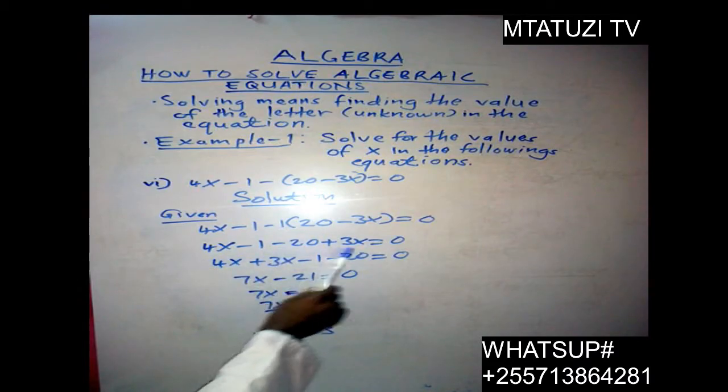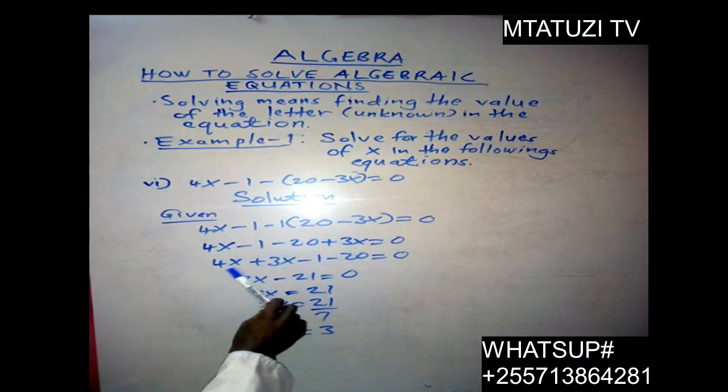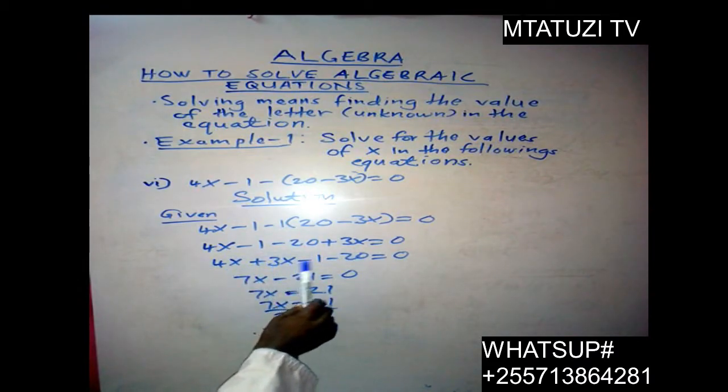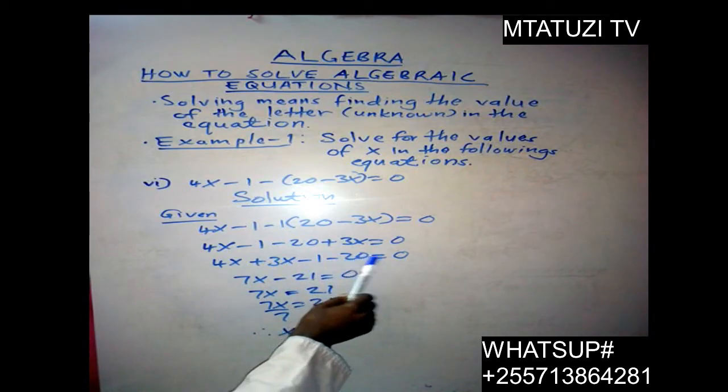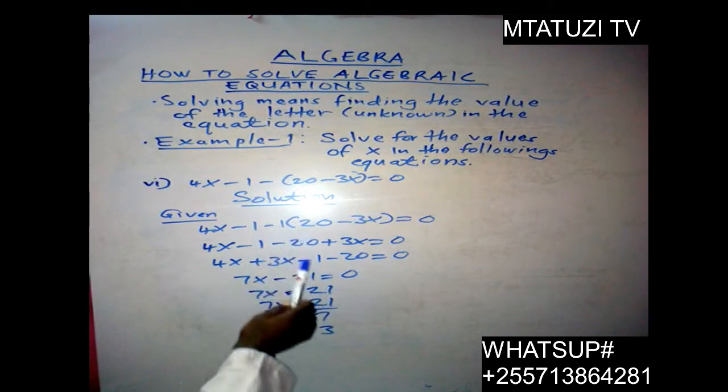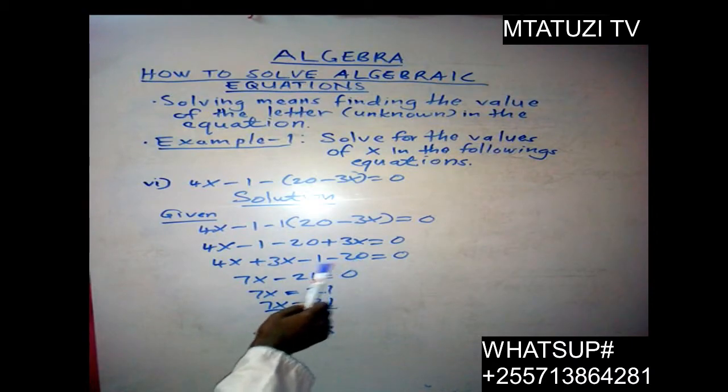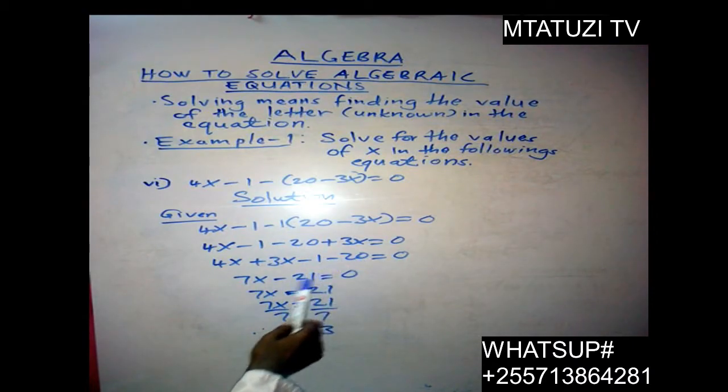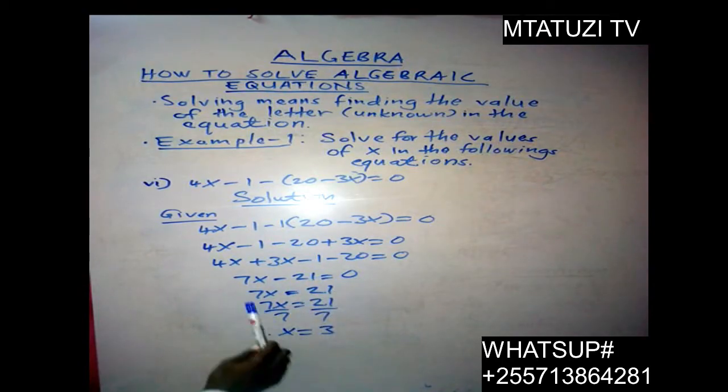Baada hapo unapanga like terms. Like terms inakuwa 4x plus 3x minus 1 minus 20 is equal to that one. Inapokuwa katika mfumo huu minus 1 minus 20, hapo unajumlisha, lakini jibu lako linakuwa negative. Kwa hiyo inakuwa 7x minus 21 is equal to 0. So therefore 7x is equal to 21. Hapo sasa ili kuweza kupata x inabidi ugawanye kwa 7 kwenye kila upande, ambapo utakuja kupata x sawa na 3.